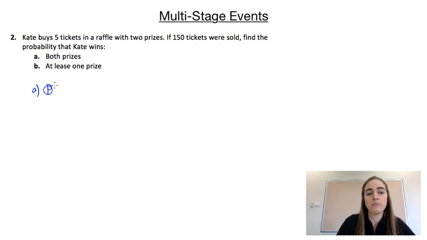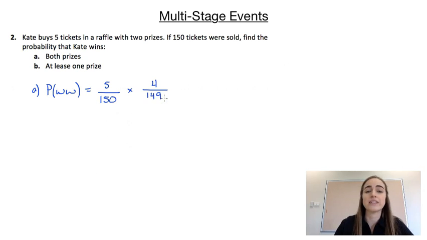So for A, we want the probability that she wins and then she wins again. So the probability that she wins first prize, well, she got 5 tickets, so 5 chances out of 150. Assuming that she's won the first prize, she only has 4 tickets left when they draw the raffle for the second one. And there's only 149 possible tickets left in the barrel that they're drawing from as well. So we're going to have 5 out of 150 times 4 out of 149. And that's going to give us 2 out of 2,235.